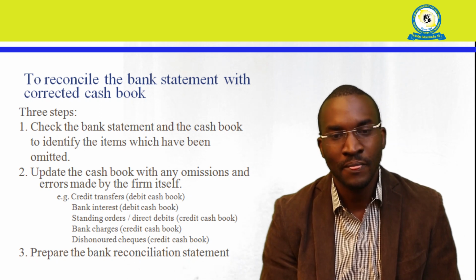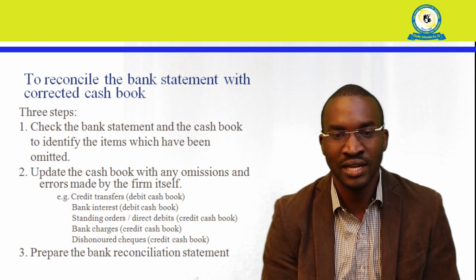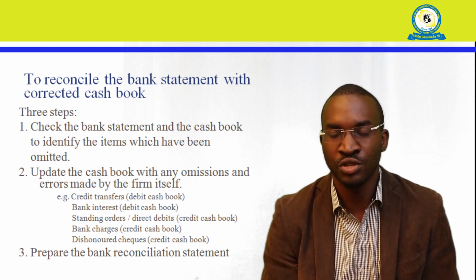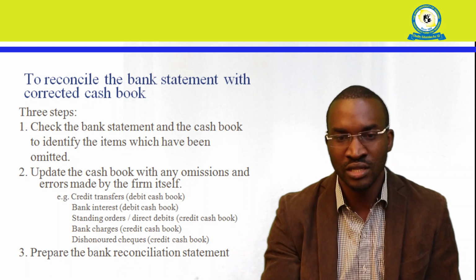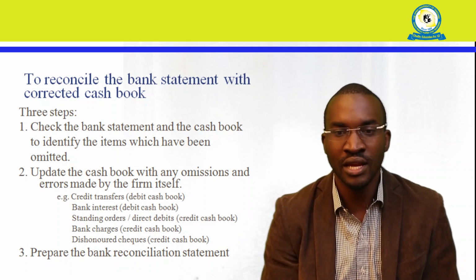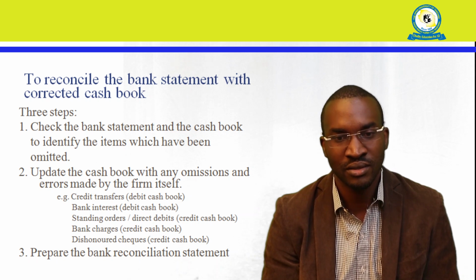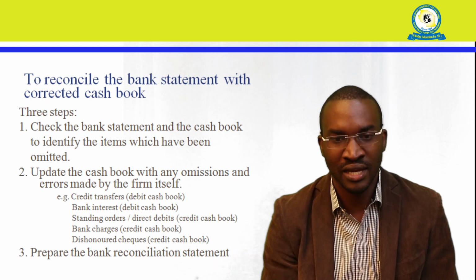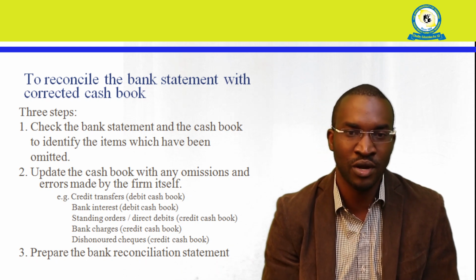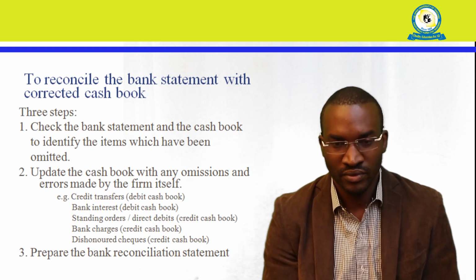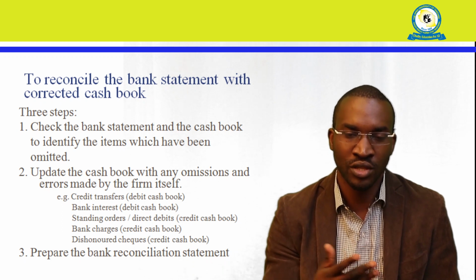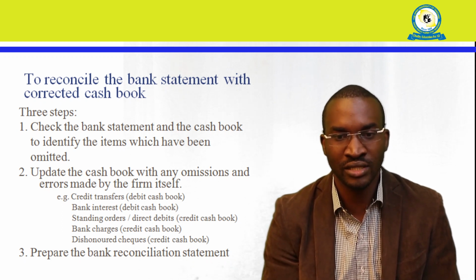Second, update the cash book with any omissions and errors that have been made by the firm itself. Go to your cash book and update it with any omissions, that is, all transactions that have been omitted. Sometimes you have errors made by the firm itself. For example, credit transfers, bank interest, standing orders, bank charges. If you come across bank charges, go to your cash book and update it. If you have a dishonored check, go to your cash book and adjust or correct it.